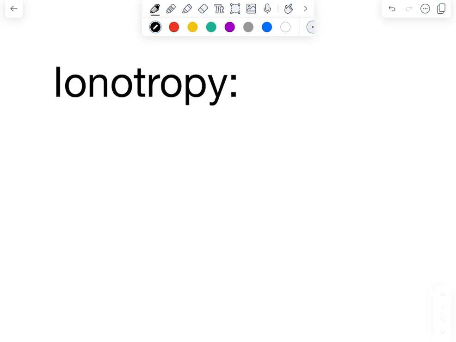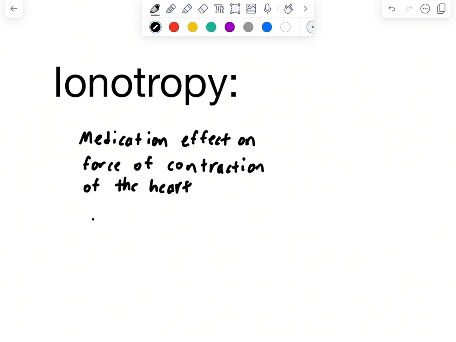Now the second term you may hear frequently is ionotropy. Similar to chronotropy, the first time I heard this, I thought, I have no idea what that is. But I'll give a quick explanation. Essentially, it is a medication's effect on the force of contraction of the heart. So let me write that out for you. Remember that a positive ionotrope will increase the force of contraction, and a negative ionotrope will decrease the force of contraction.